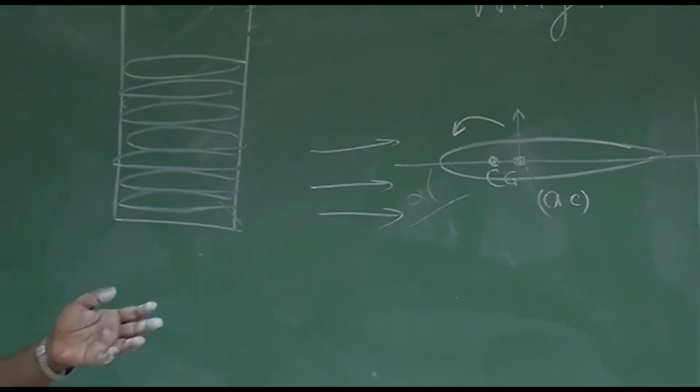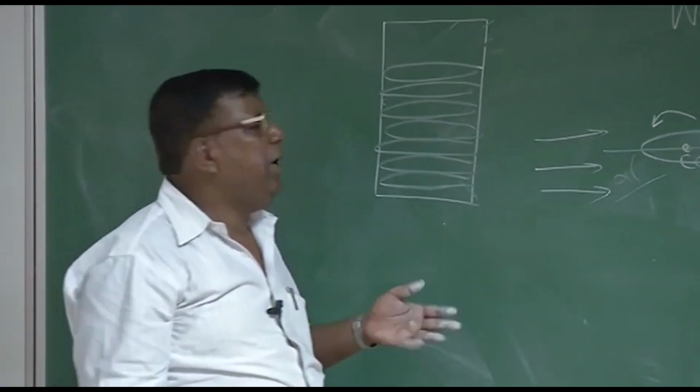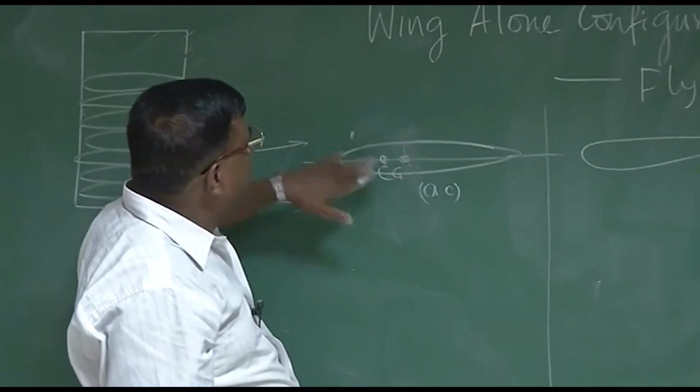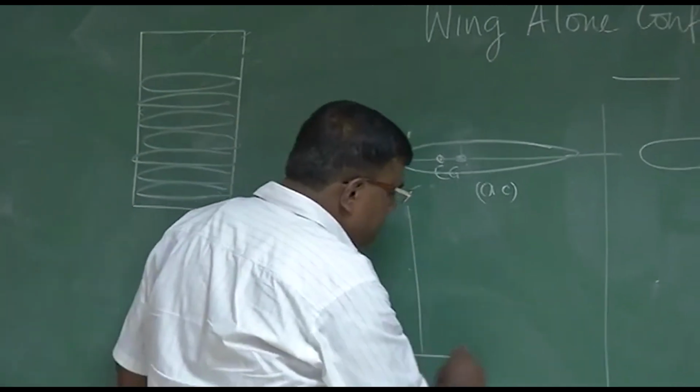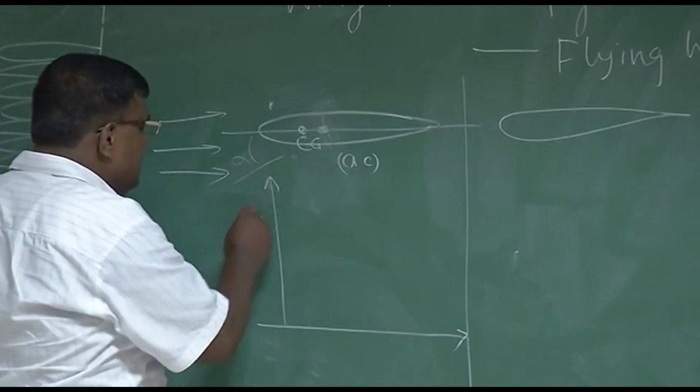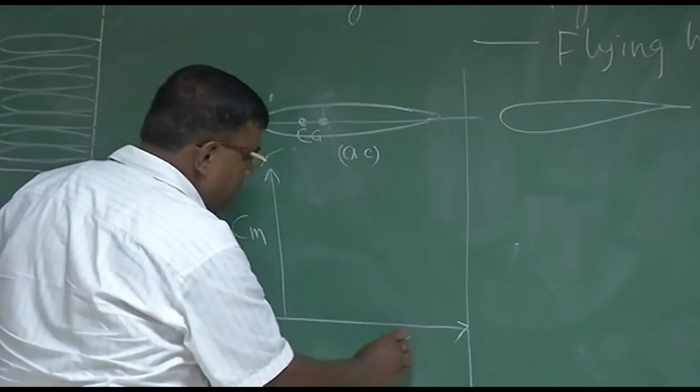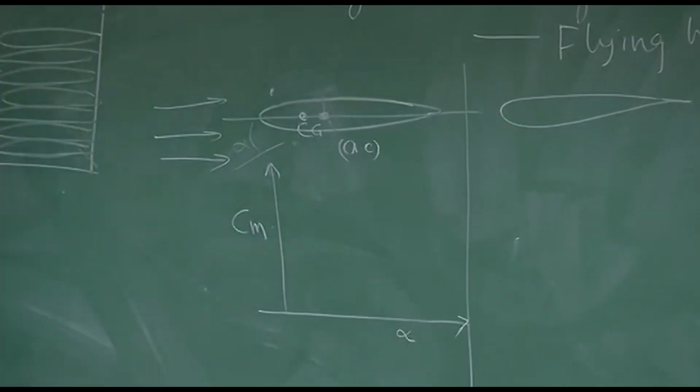So I say this is a case of static stability, and by now you are experts, you know the aerodynamic center is behind the CG, so it has to be statically stable. If I now draw Cm versus alpha, how will this graph look?